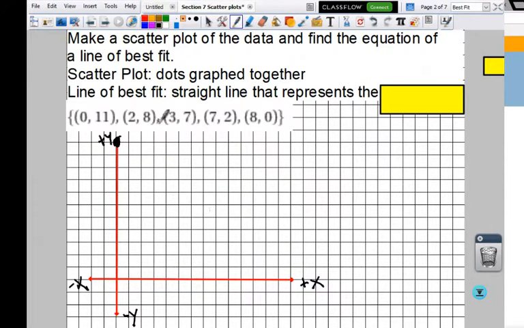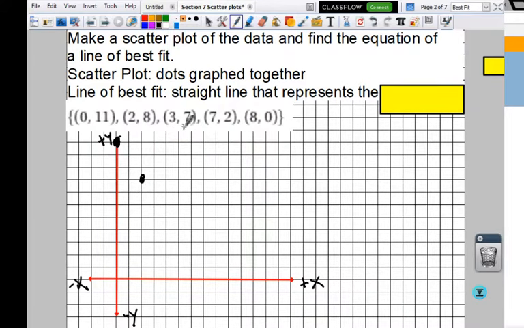My next one is at 2, 8. X is 2, it's positive 2. So I'm going to go 1, 2 on my positive X side. And then Y is positive 8, so I'm going to go up 8 on the positive Y side. 1, 2, 3, 4, 5, 6, 7, 8. Like that. And I'm going to keep going. And I know this is kind of annoying to do, but I do want you to practice doing it.